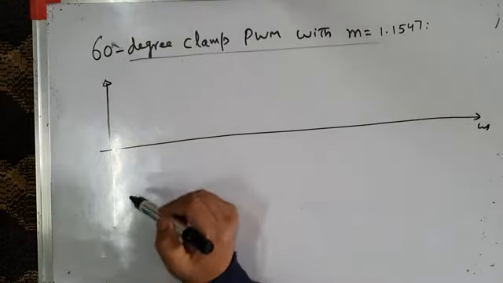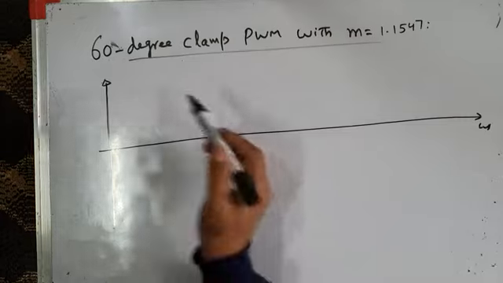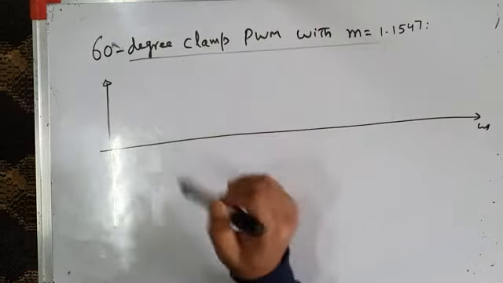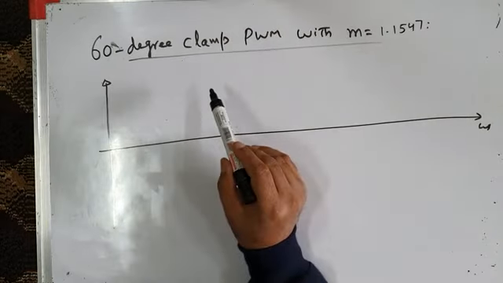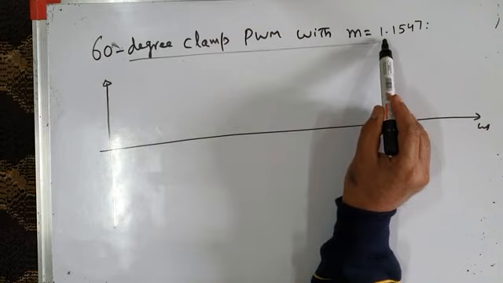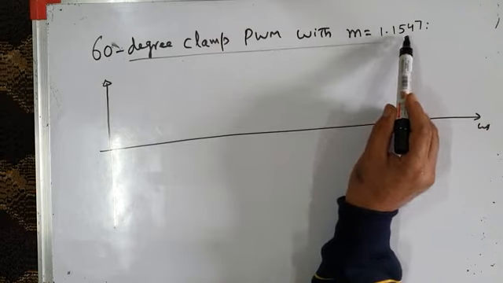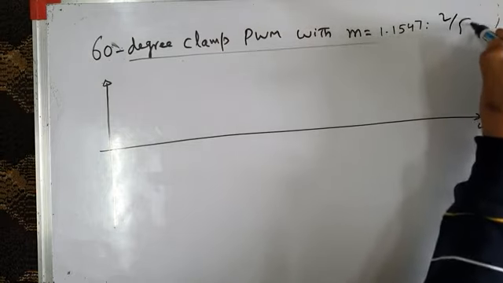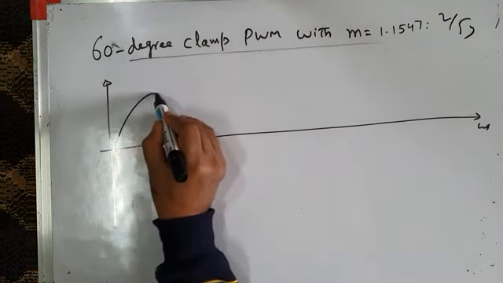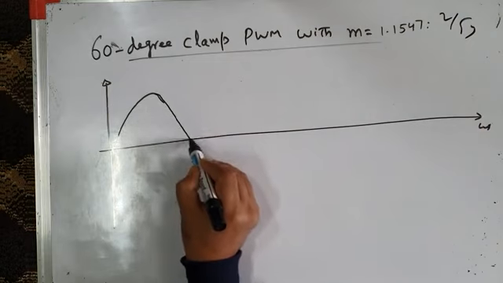I have now modulating waves, 3 modulating waves as in the previous case. In the previous case, the modulation index was taken as 0.8, but in this case I will take modulation index greater than 1, say 1.1547, which is 2 by root 3. Okay, so I will draw the 3 modulating waves, or modulated waves, of course.